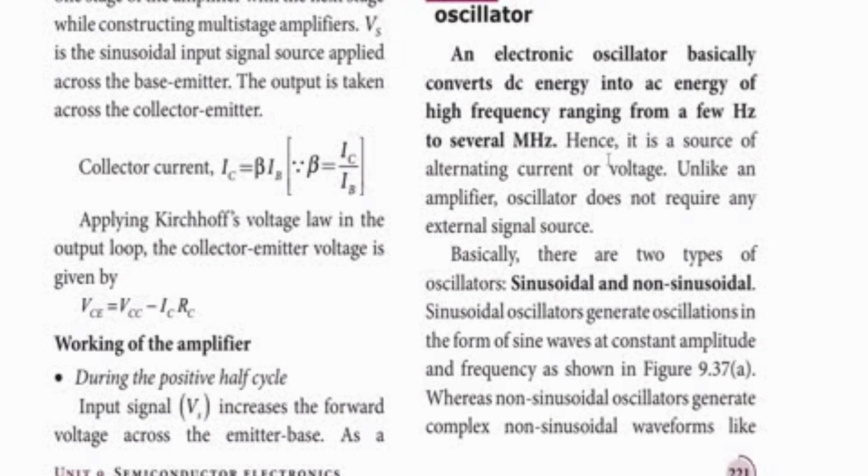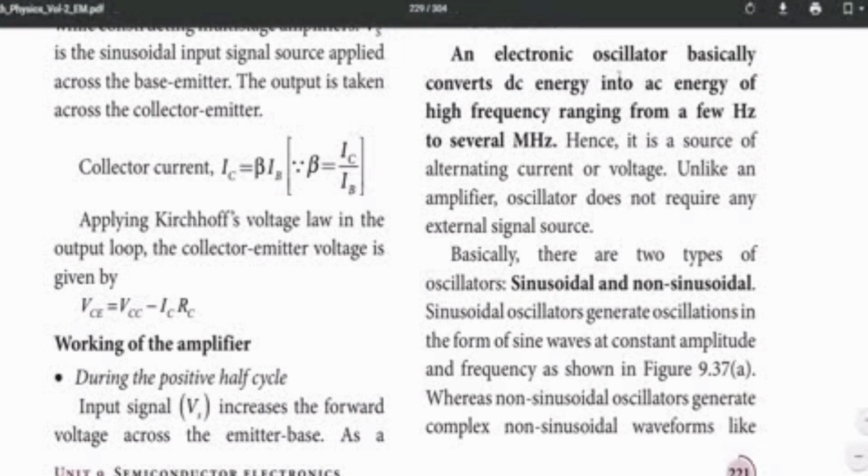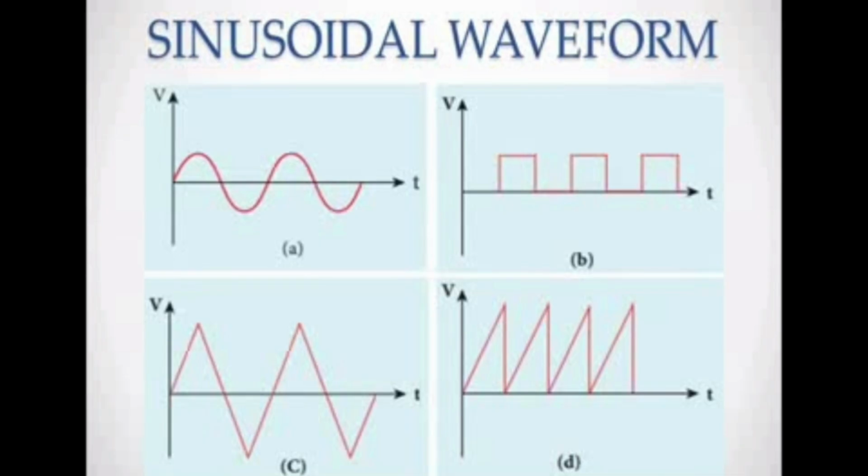So the transistor is used as an oscillator. The oscillator can produce different frequencies, that is alternate frequency. It converts the DC direct frequency into alternate frequency, or direct energy into alternate energy. Using that oscillator, we can produce the sinusoidal wave and the non-sinusoidal wave. What are the two different types of waves? That is sinusoidal wave and non-sinusoidal waves.